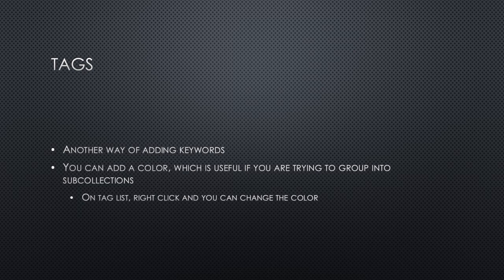Tags are another way of adding keywords. And one of the things that is really handy is that you can add a color to them, which is useful if you're trying to group them into subcollections. So the way that works is that on the tag list, you can right click and change the color, and that makes it really easy to just spot things.